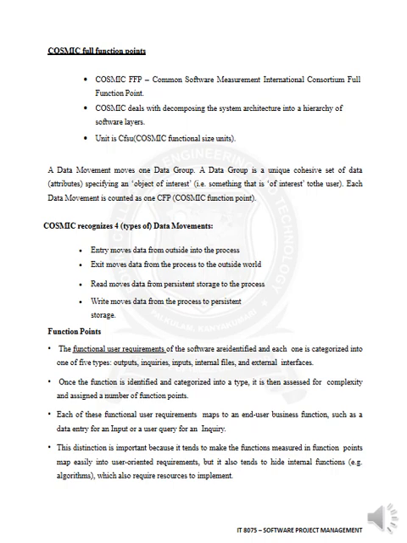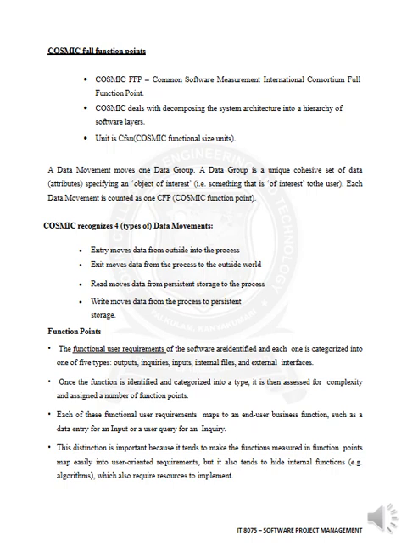A data movement moves one data group. A data group is a unique cohesive set of data specifying an object of interest, something that is of interest to the user. So each data movement is counted as one CFP. Cosmic recognizes four types of data movements. Entry moves data from outside to the process. Exit moves data from the process to the outside world. Read moves data from persistent storage to the process.